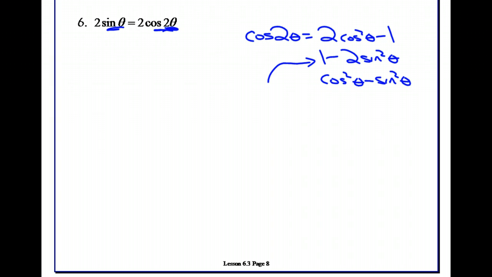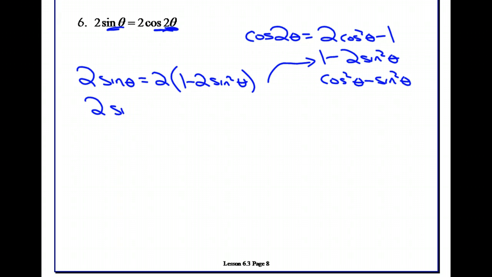Well, choose one with a sine in it. So here I've got 2 sine of theta. Over here I've got 2, and I'll do a substitution. I'll sub in 1 minus 2 sine squared of theta. I will distribute: 2 sine of theta equals 2 minus 4 sine squared of theta, and then I'll set this equal to 0. Actually, I can reduce everything by 2 also, can't I? First, I'll set it equal to 0.